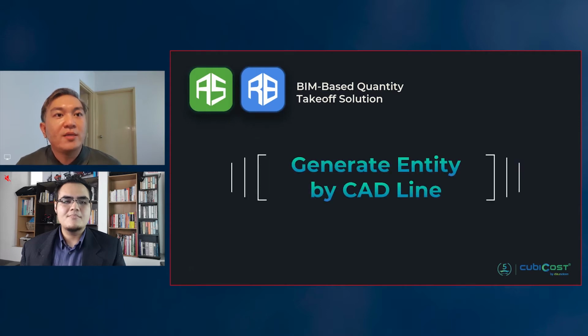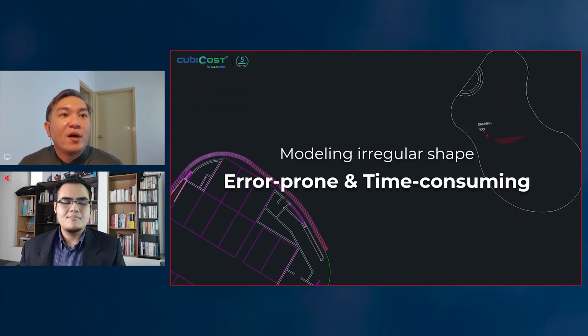So, generate entity by CAD line. I believe this will be another useful feature that you will fall in love with. As we all know, when dealing with irregular shape walls, beams, or slabs, you need to take extra time, such as this curvy wall on the left or the irregular shaped swimming pool on the right. So the accuracy of the quantity is actually highly dependent on how detailed you trace the CAD line.